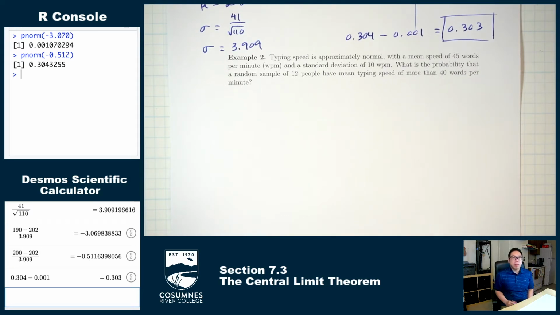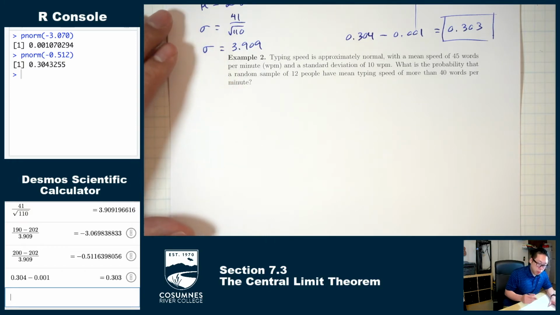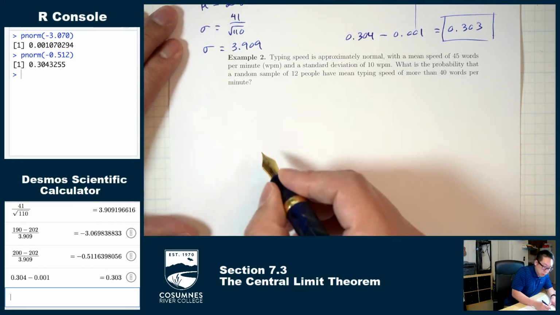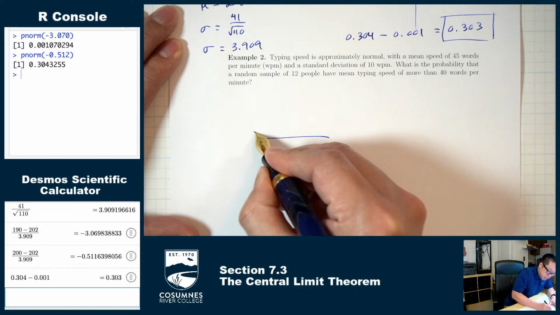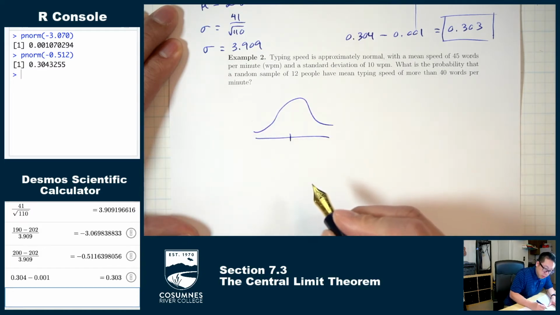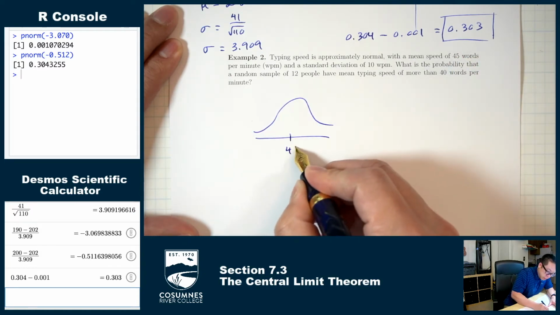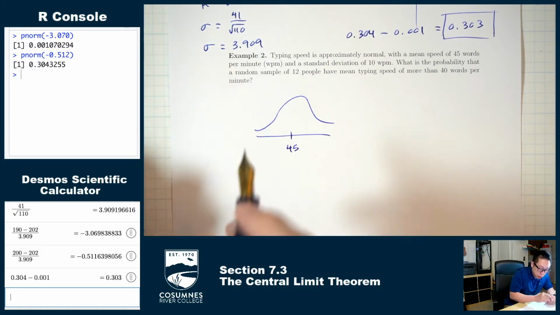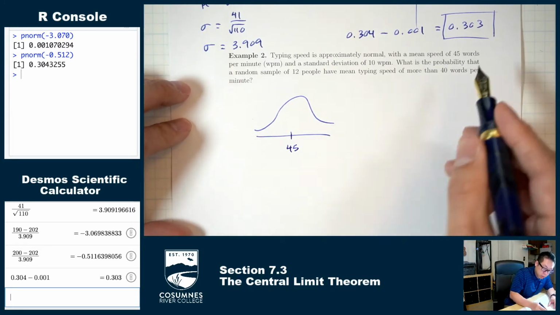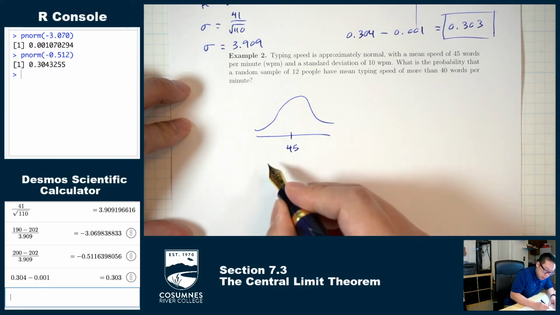Example 2. Typing speed is approximately normal with a mean speed of 45 words per minute and a standard deviation of 10 words per minute. What's the probability that a random sample of 12 people have mean typing speed of more than 40 words per minute? Same as before, first thing I'll do is draw my picture and put the mean in the middle. Our mean here is 45. And then to keep track of what's on my x-axis, this 45 was words per minute, or is typing speed.